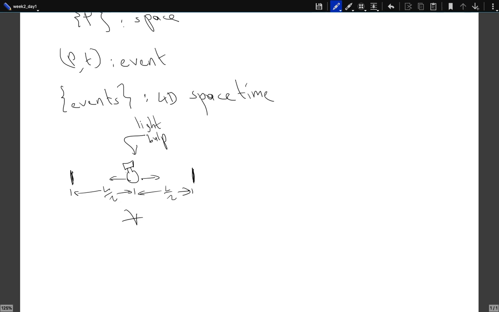Okay, back to this one. So this is one observer. There are these two events. The events are the beam reaches the left surface, and the beam reaches the right surface. They are simultaneous. Now let's go to another observer.